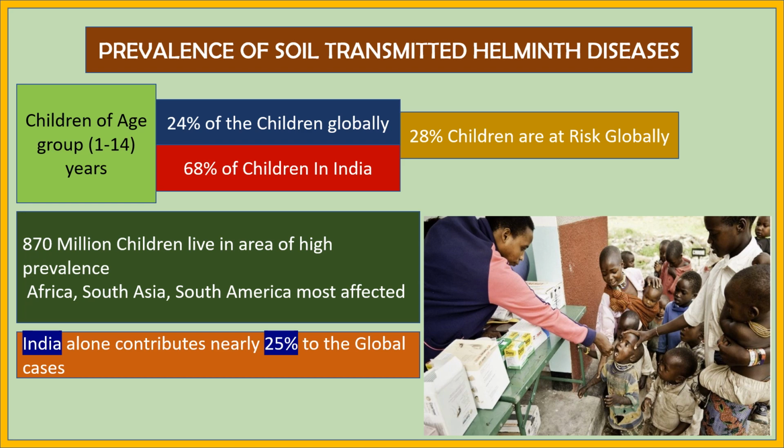Because they stay in areas which are unhygienic, and you can find such places in underdeveloped or developing countries. Here you can see 870 million children live in areas of high prevalence, which include Africa, South Asia, South America. So these are the places which are mostly affected. And India is contributing about 25% of the global cases.